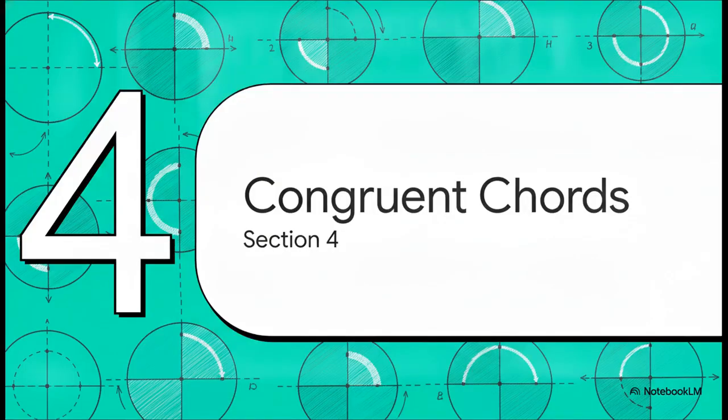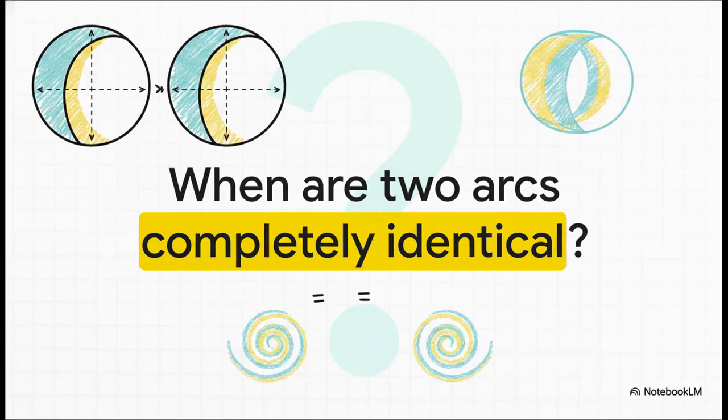Section 4. Congruent arcs and chords. Let's move on and explore how these curved arcs and straight lines inside the circle relate to one another. But before I just hand you the rule, let me ask you a question. When can we confidently say that two arcs are completely, 100% identical twins? Is it enough for them to just have the exact same angle measure at the center? I want you to think critically about this for a second.